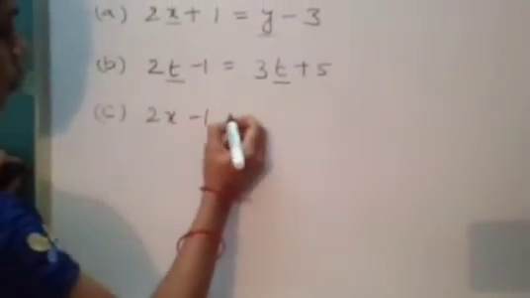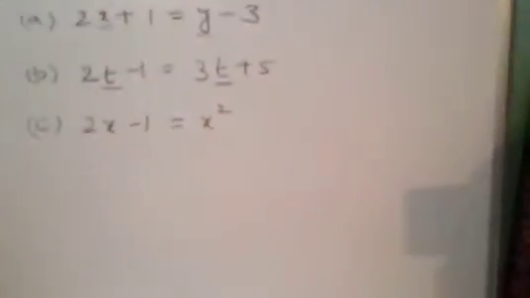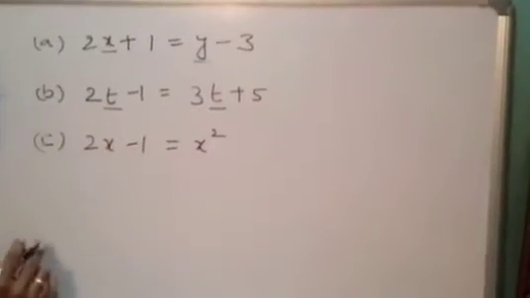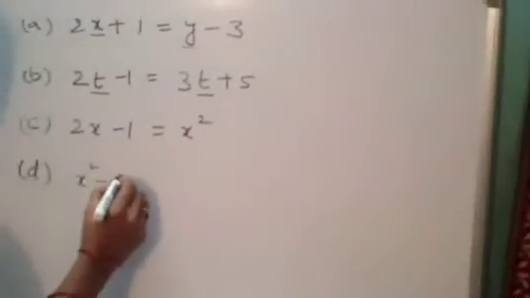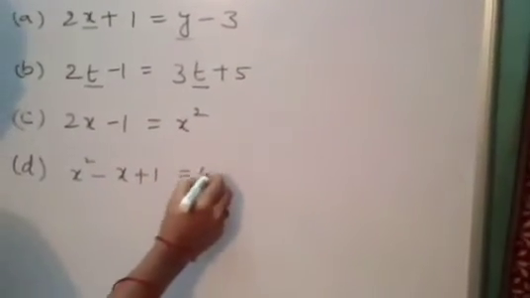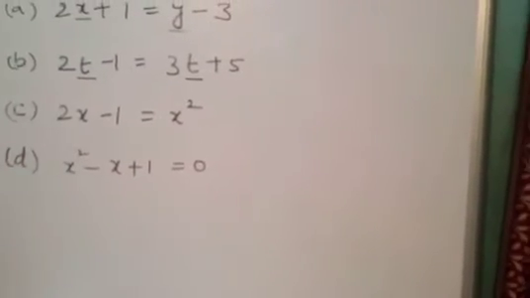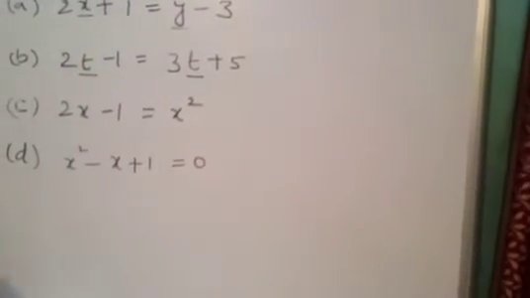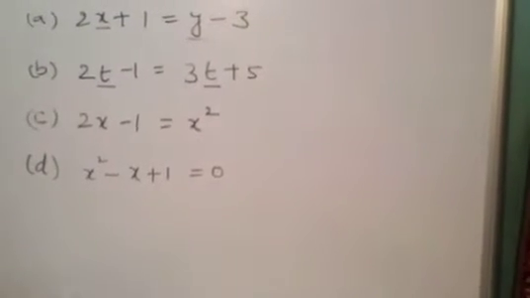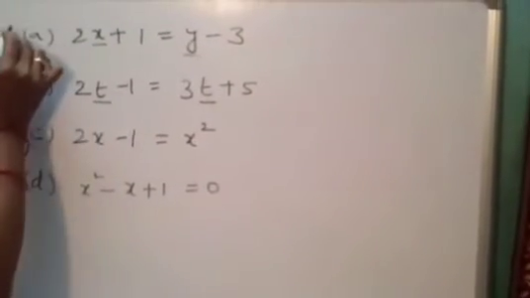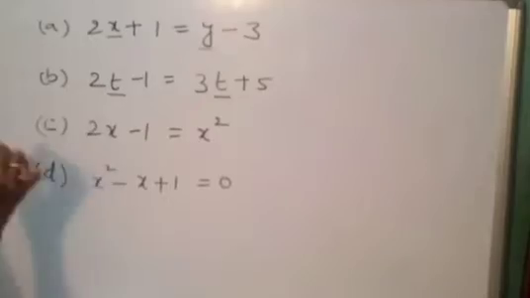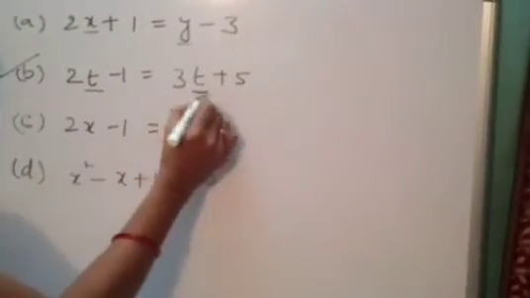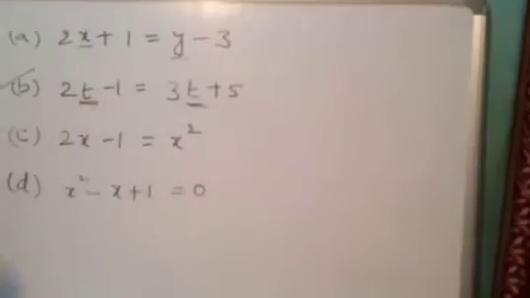C. 2x minus 1 equal to x square. In this equation, the degree is 2. That's why it is a quadratic equation. Next, D. x square minus x plus 1 equal to 0. In this equation, the degree is 2. That's why it is a quadratic equation. Which of the following is a linear equation in one variable? In these four equations, the linear equation in one variable is B. In this equation, the only variable is t. This is the answer.